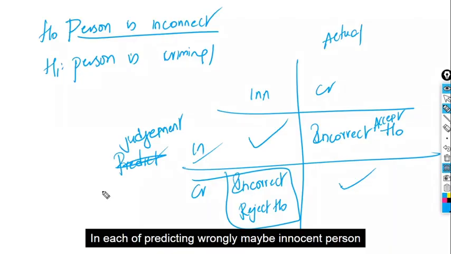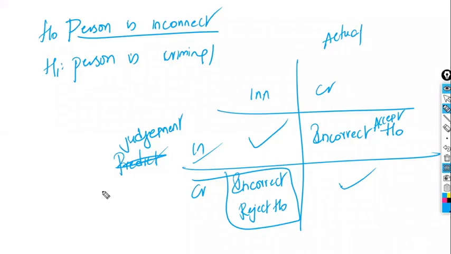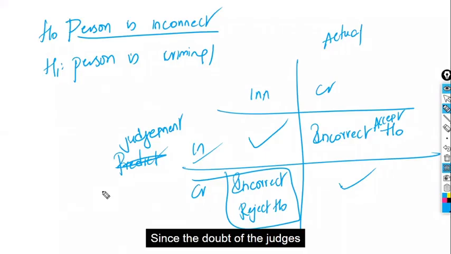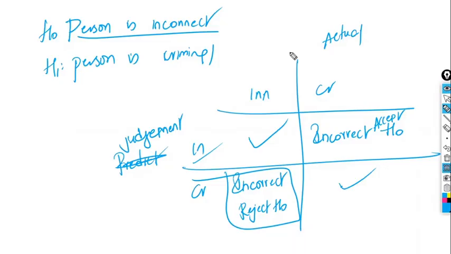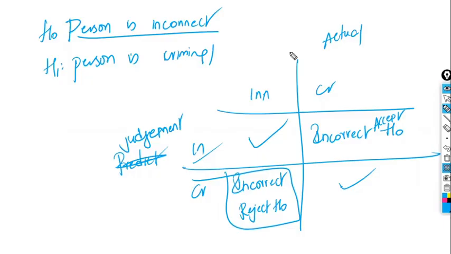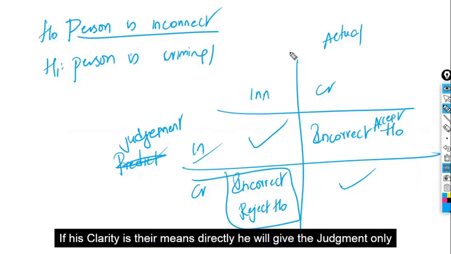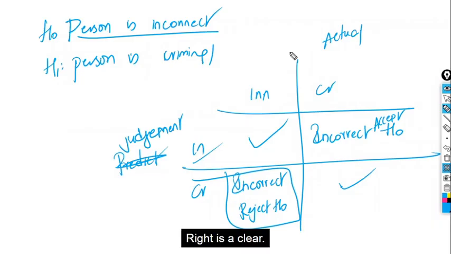Instead of predicting wrongly, where an innocent person may be given as a criminal, we'll take some more time. Since the judge is having doubt, he is going to extend the case and accept the bail. If his clarity is there, he will directly give the judgment only. Why would he give the bail? Directly he will say that you are innocent and you go out. Right? Is that clear?